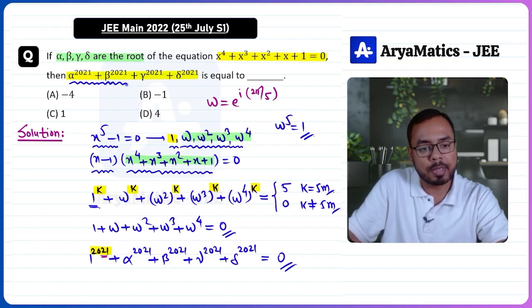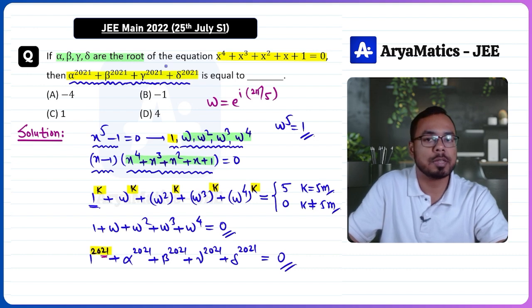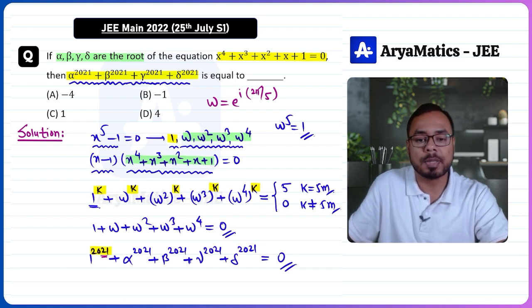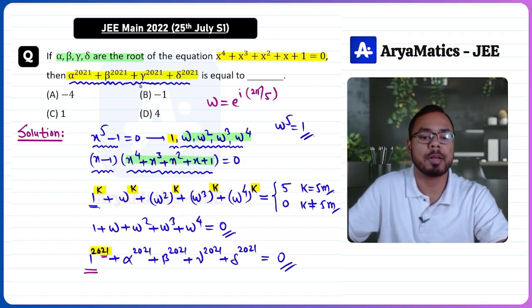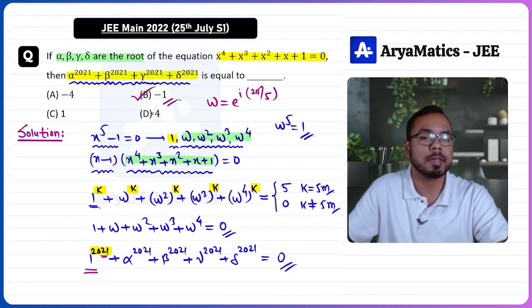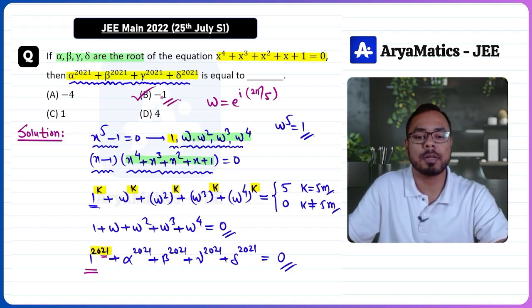Now here the question is, we need the sum of these terms, right? We do not have 1 here, we need alpha, beta, gamma and delta, the sum of these terms raised to 2021. So from this relation, clearly you can see that if I take 1 on the other side, this sum will become minus 1, and therefore the correct answer for this problem will be the second option, right?